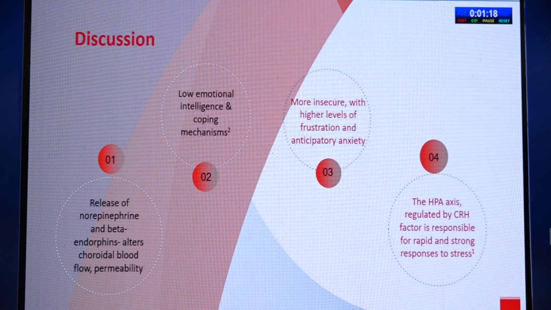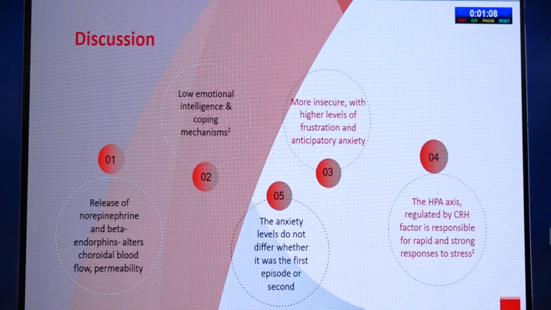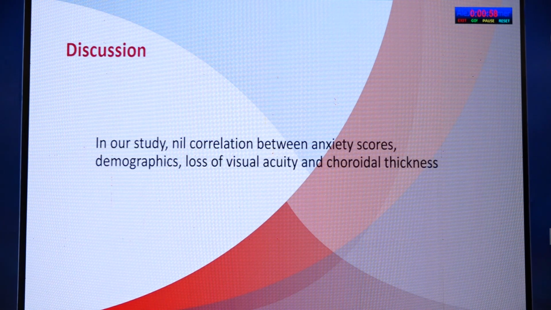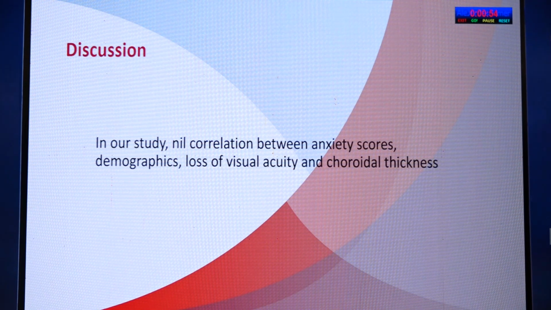The hypothalamus-pituitary-adrenal axis, which is regulated by corticotrophin releasing hormone, is responsible for rapid and strong responses to stress, also causing the release of cortisol. The anxiety levels do not differ whether it is the first episode of CSER or a recurrent episode. In our study, no correlation was seen between anxiety scores, demographics, loss of visual acuity, and choroidal thickness.